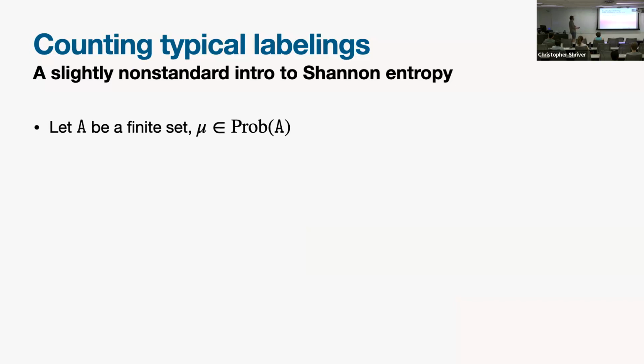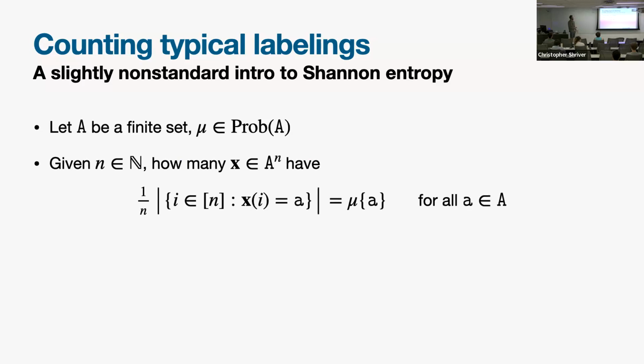Okay, so specifically, fixing a finite set A. In those examples, this was like the colors that you're going to label things by, which is a finite set of symbols. Probably also call it an alphabet at some point. And I have some measure on that alphabet. And what I want to count is how many finite strings of length n in that alphabet have statistics that are given by nu.